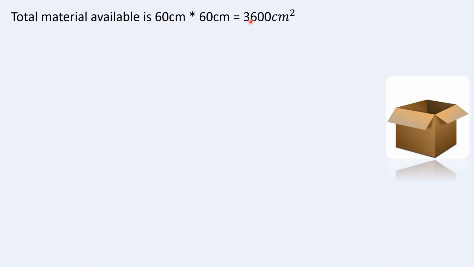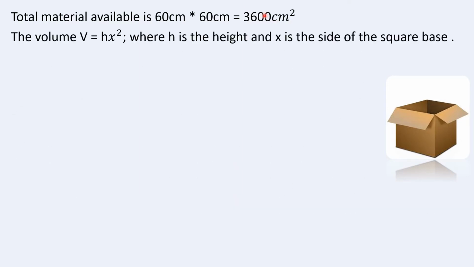That gives us 3,600 centimeters squared. This 3,600 centimeters squared is the total material, the whole material that was given to us. So this is the material we have in hand, and that's what we are going to use to produce this box.